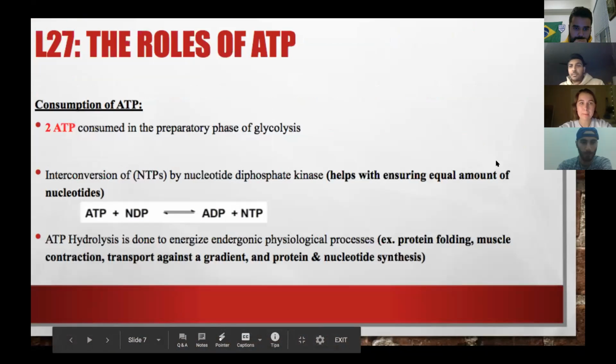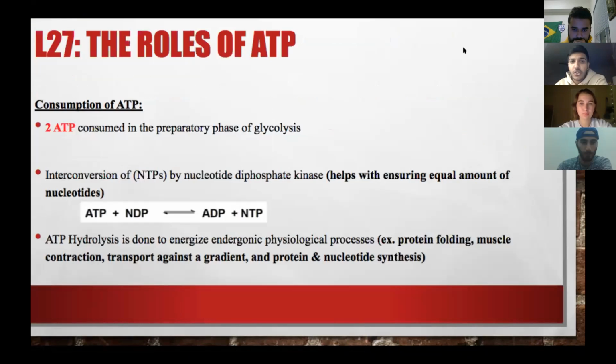So the roles of ATP: obviously we're going to consume ATP. 2 ATPs, for example, are consumed in the preparatory phase of glycolysis. And after that second investment of ATP, that's the committed step, you're committed to glycolysis. But you also have interconversions of nucleotide diphosphates and triphosphates that can occur, and also ATP hydrolysis in general.